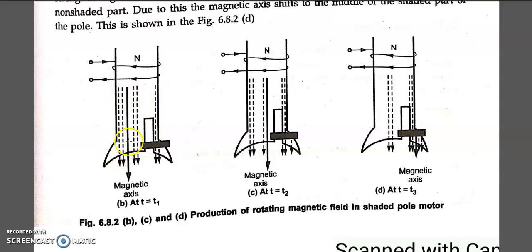And here there is no problem, there is no shading band at all, so there is nothing to stop the flux from flowing. There is no opposition offered here. The only opposition offered to the main flux is by the copper shading band, and it opposes the flux. So the flux distribution is less here and more here at t equal to t1. Now coming to when t is equal to t2.